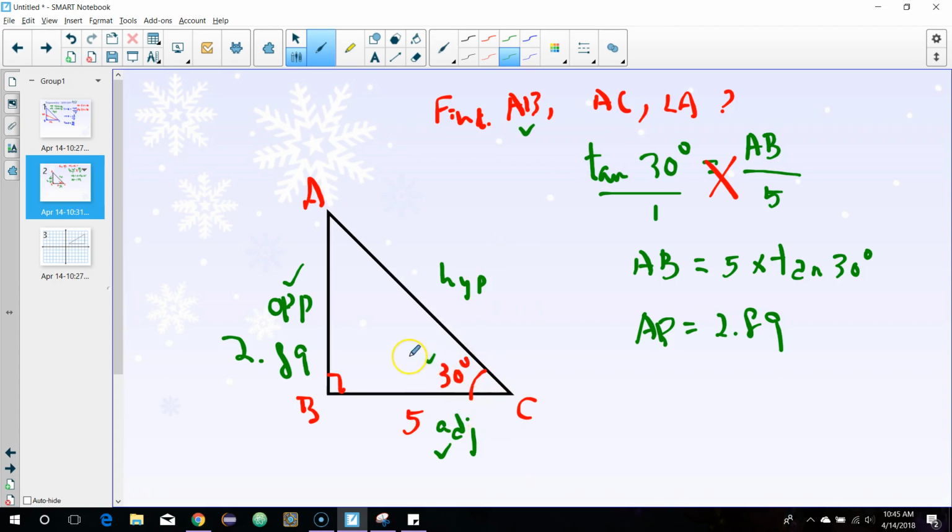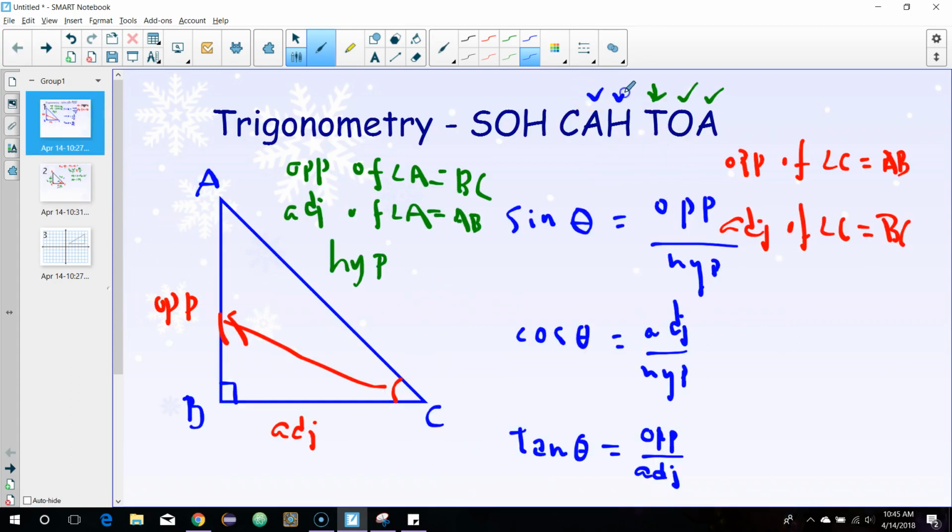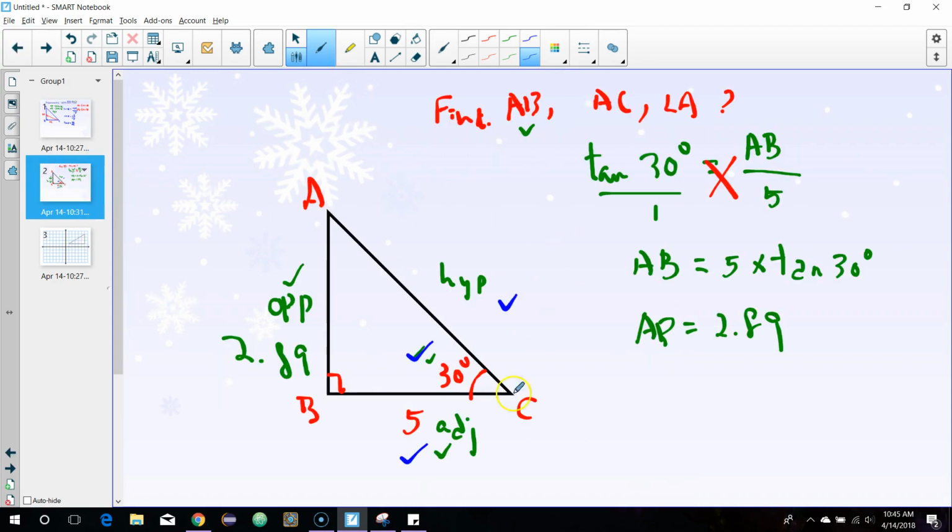So this time, we have the angle, we have the adjacent, we have the hypotenuse. So I'm looking for a function that covers the adjacent and hypotenuse. So we are using cosine instead. That's how you figure out which function to use. So we are using cosine. Cosine 30 degrees is equal to adjacent, which is 5, over my hypotenuse. I do not know that. That's the unknown.